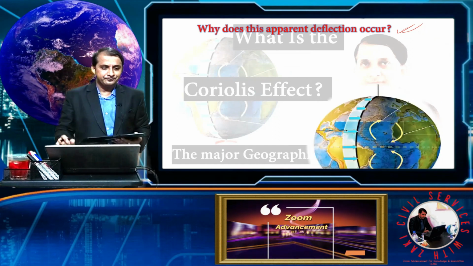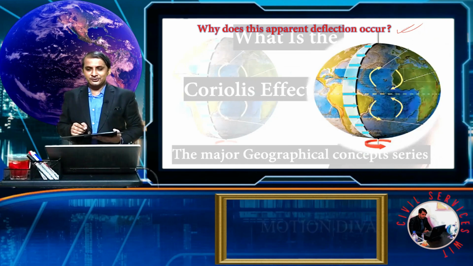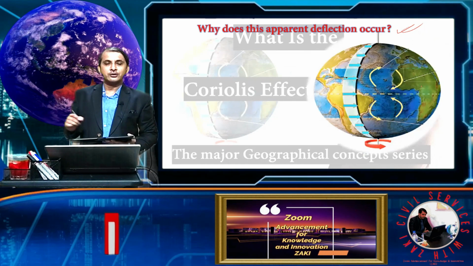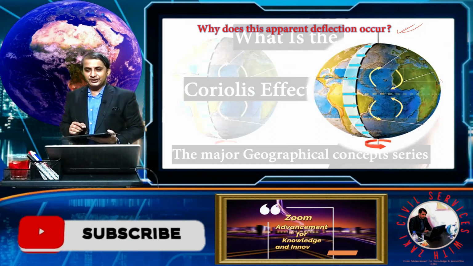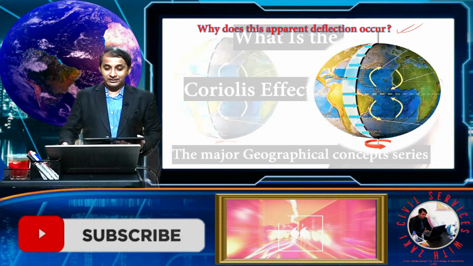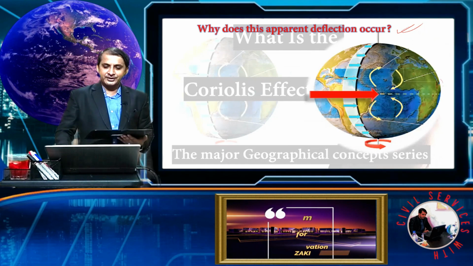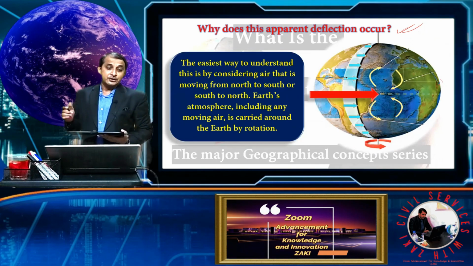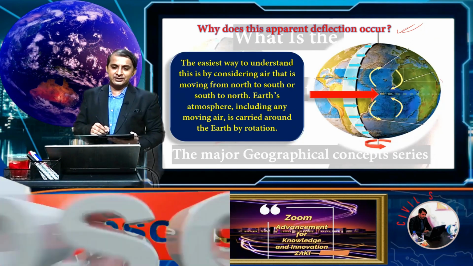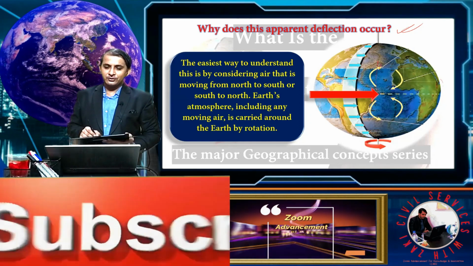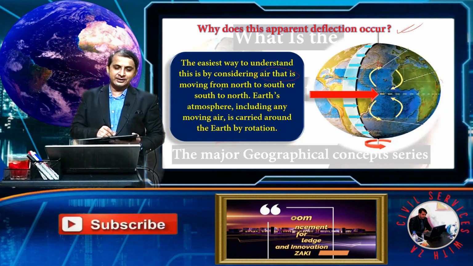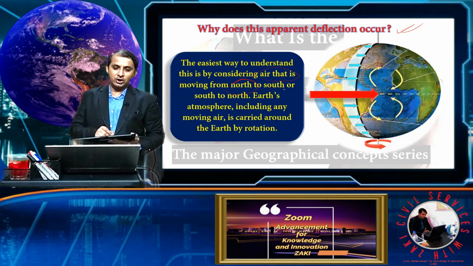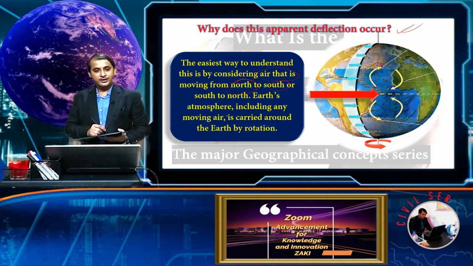So see here, it is our earth. As you know, our earth is not spherical, it is bulged near the equator. Our earth rotates in 24 hours. The easiest way to understand the rotating wind is by considering air that is moving north or south of the equator.